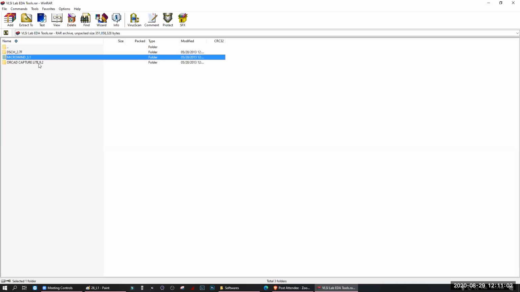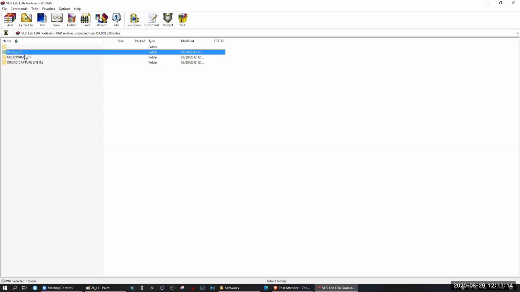OrCAD Capture 9.2. That is the software we need for lab number 1, 2, and 3, right? So at first, I'm going to show you how to install this software. First of all, my DSH and MicroIn, these two software you do not need to install. These are portable. That means you can actually copy the folder and use it, okay?